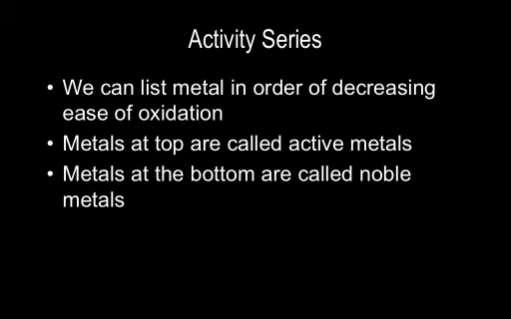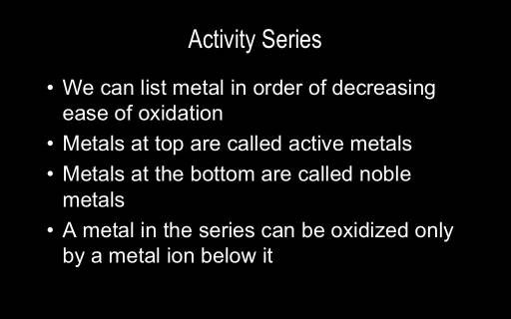Okay, so the metals at the top are called active metals, and if you look at the metals at the top of this activity series, you're going to recognize those as things that are very reactive. The metals at the bottom are called noble metals. Again, you'll recognize that they are things that are usually found in pure form. So when you're trying to decide if a reaction will occur, a metal in the series can only be oxidized by a metal ion below it.